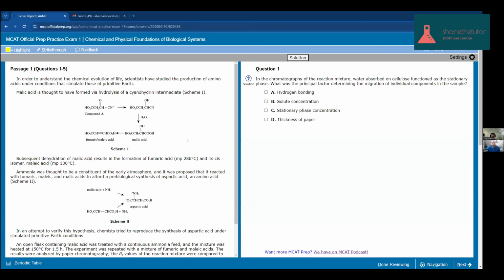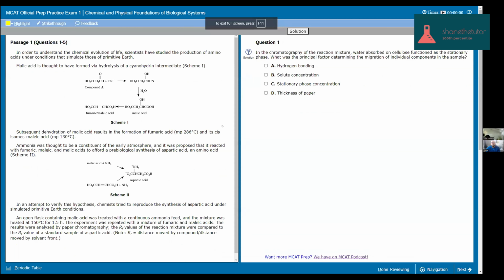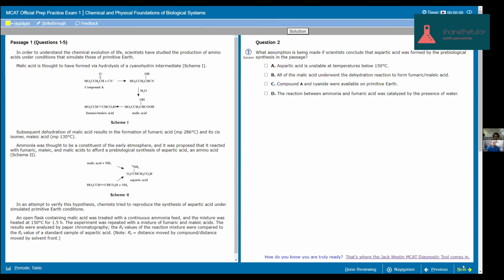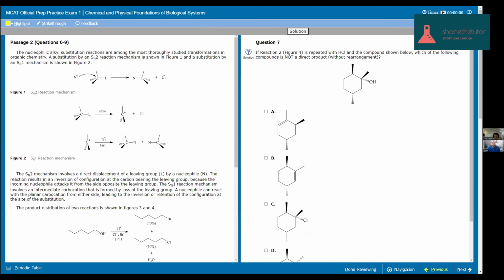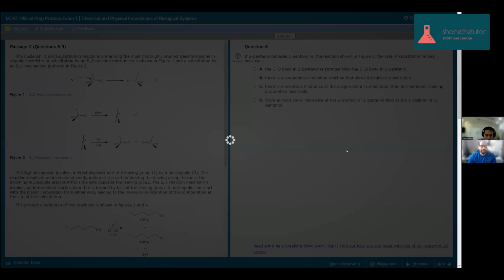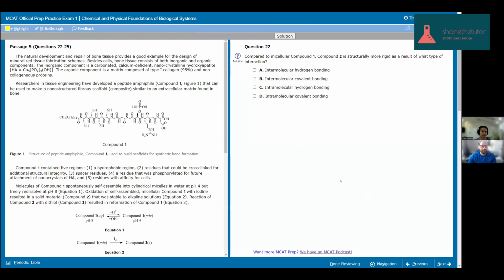Okay. Honestly, let's just get straight into it. We've spoken about everything that needs to be spoken about. Alrighty. Okay, so this was the first passage. Want to go over it, go into it.